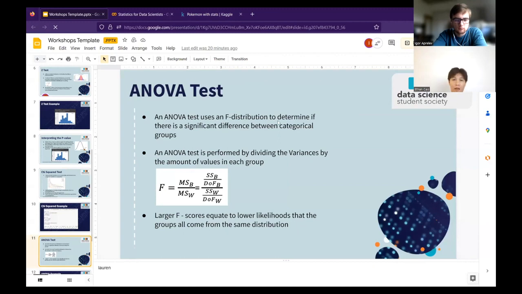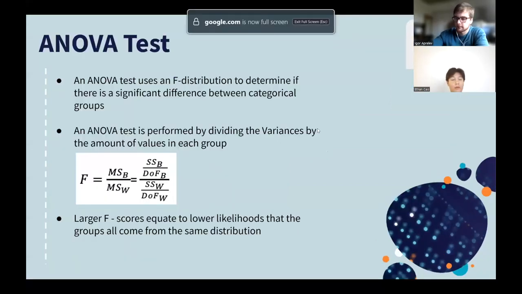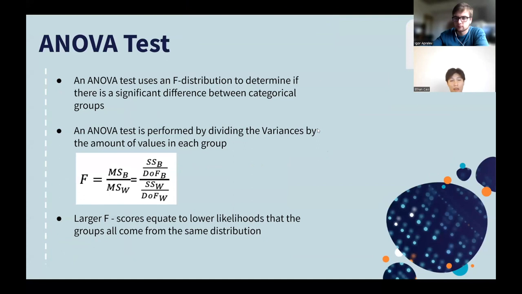All right. And finally, to close this off, let's talk about the ANOVA test. So an ANOVA test is very similar to a chi-square test in that it's looking to see if there is a difference between these groups and if all the groups came from the same distribution, right? So if they were all uniform, they all had the same mean. And that's what an ANOVA test does.